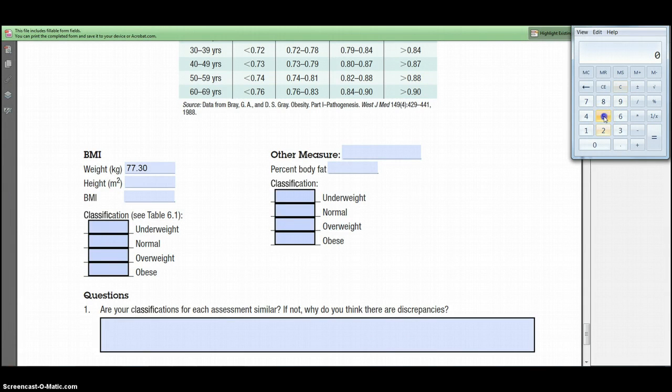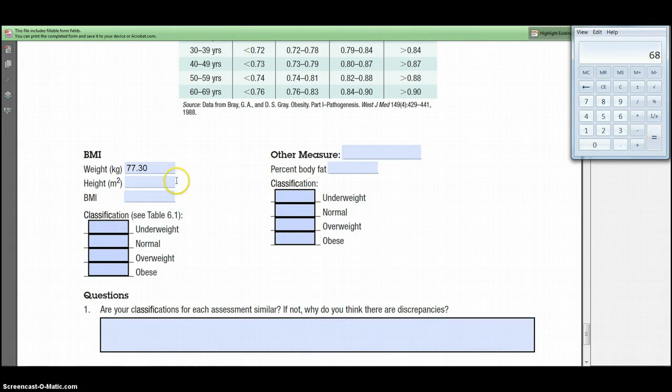So I can take my 5 feet, and I know there's 12 inches for every foot, so I'll take that times 12, and I end up with 60. But I'm 5'8", so I need to add that extra 8 inches back in. I'm going to add my 8 inches in. So my 5'8" is represented by 68 inches.